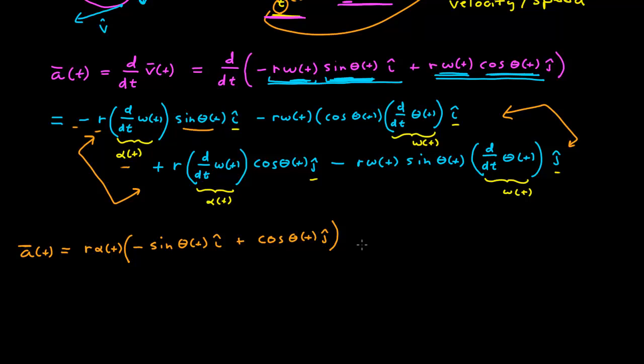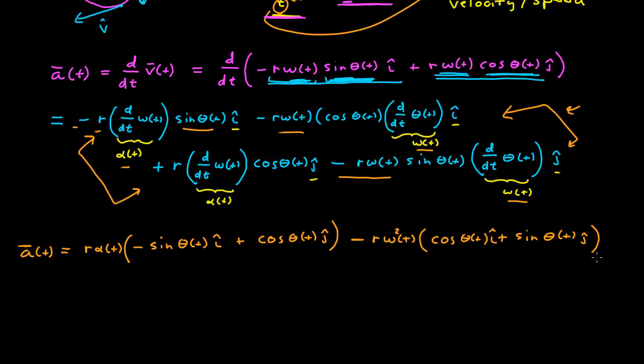And now we'll look at the second term, which combines these two. So they each have a negative r omega squared. There's another omega here. So I can factor those out. And so I get minus r omega, which is a function of t, squared, times, and I pulled out the negative as well, so this is cosine theta of t I hat plus sine theta of t j hat.